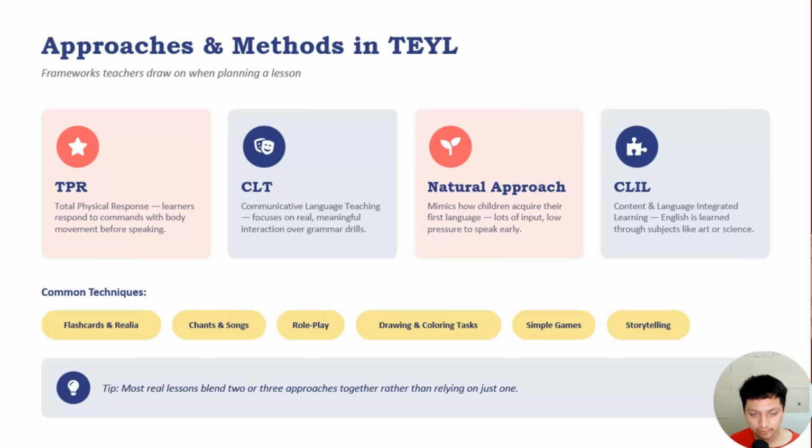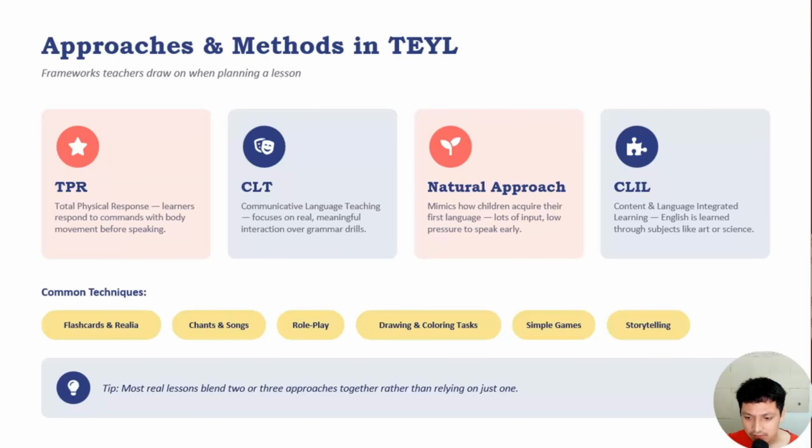This focuses on real, meaningful communication, not just grammar drilling. Next is the natural approach. This tries to imitate how children naturally acquire their first language, with a lot of listening input and low pressure to speak early. And last, CLIL, content and language integrated learning. English is learned through other subjects like art or science.